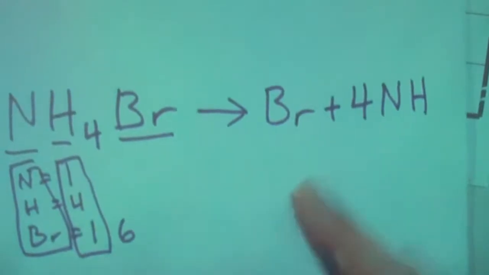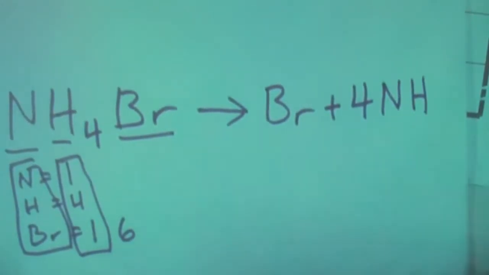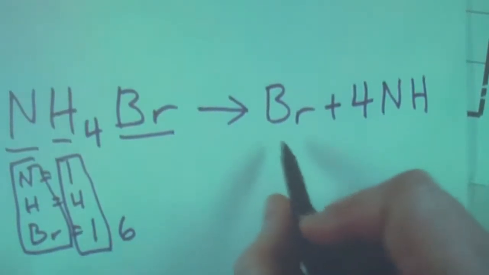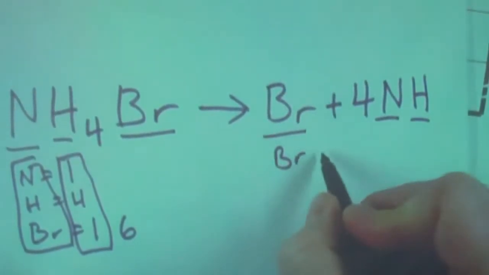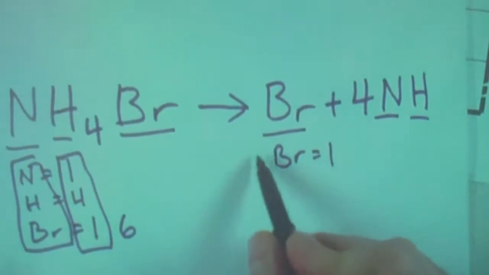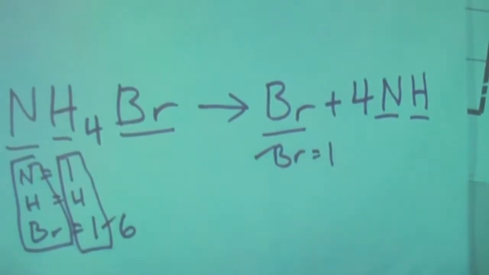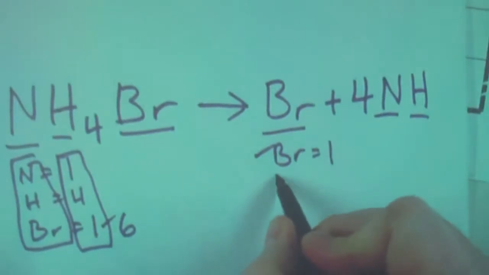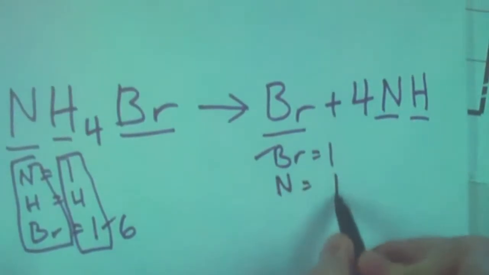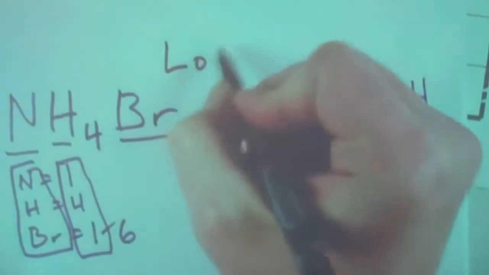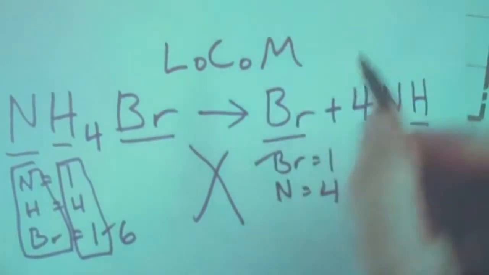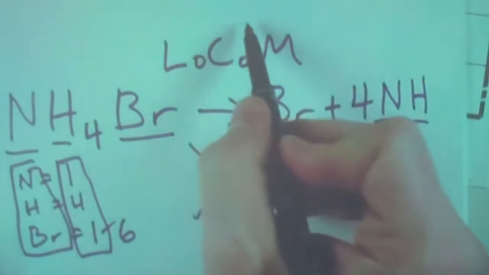Now, is this balanced? No. Okay, well, how many elements do I have? 3. 1, 2, 3. Okay, well, that checks out. I have Br. How many Brs do I have? 1. All right, I have 1 there, 1 here. That works. Okay. How many nitrogens do I have? 4. Okay, well, this is working out. Oh, wait. How many am I supposed to have? 1. So this is not balanced. This does not show the law of conservation of mass, or LOCOM as I put it on your test.